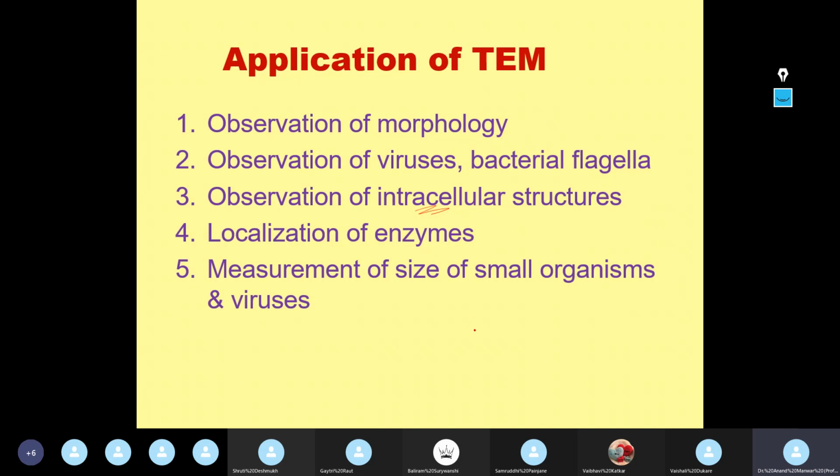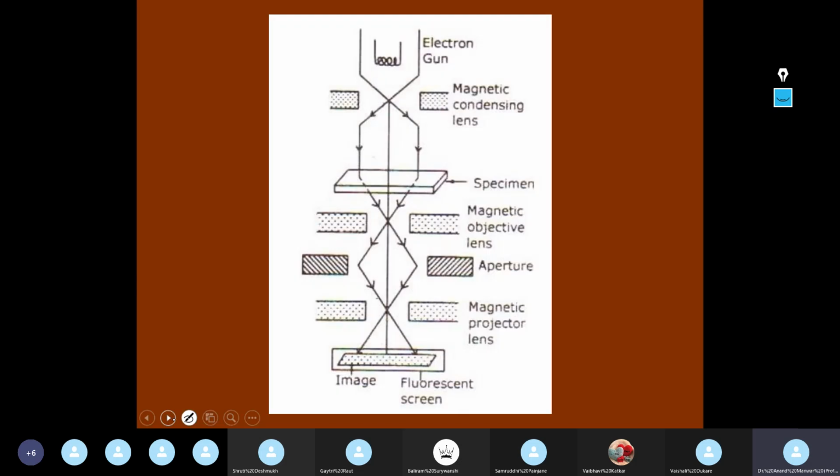And finally, transmission electron microscope can be used for measurement of size of very minute organisms like viruses. Right. So this is all with respect to the electron microscope, particularly transmission electron microscope. ये एक schematic representation है या ray diagram you can say, which says that it works like this.